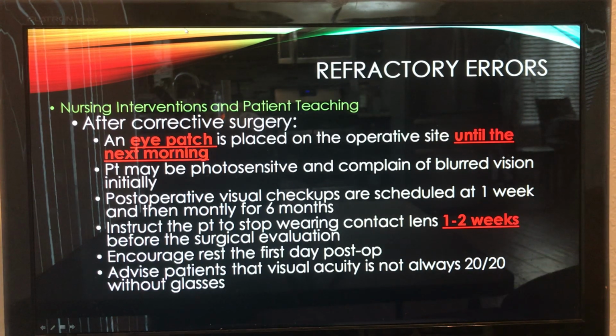So nursing intervention, after the corrective surgery, an eye patch is placed on the operative site until the next morning. The patient may be photosensitive and complain of blurred vision initially. Post-op visual checkups are scheduled at 1 week and then monthly for 6 months. You want to instruct the patient to stop wearing contact lens 1 to 2 weeks before the surgical evaluation. You want to encourage rest the first day post-op, and also let them know that visual acuity is not always 20/20 without glasses.